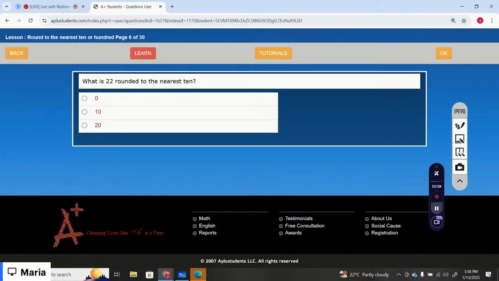What is 22 rounded to the nearest ten? Which is the correct option? 22 is rounded to 20. The correct option is 20.